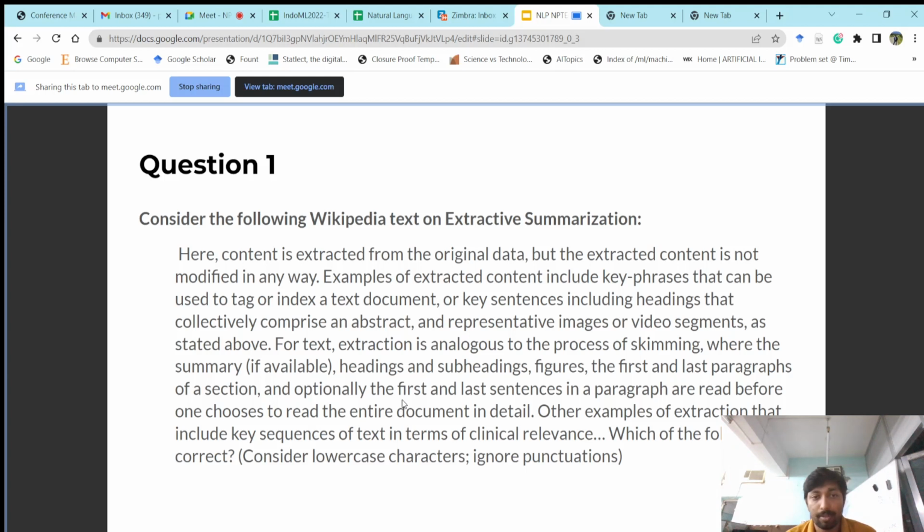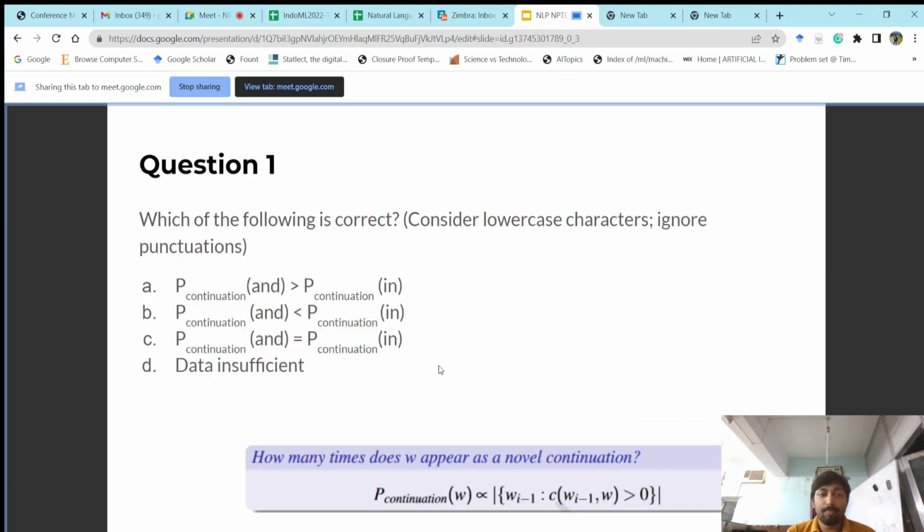So here is the first question. This is a big text about extractive summarization. The content is not that important, but let us try to see the question and then we will come back to the content. The question is which of the following is correct. Whether the first option is correct, the second option is correct, or the third or fourth is correct. The question is to compare P continuation and P continuation in.